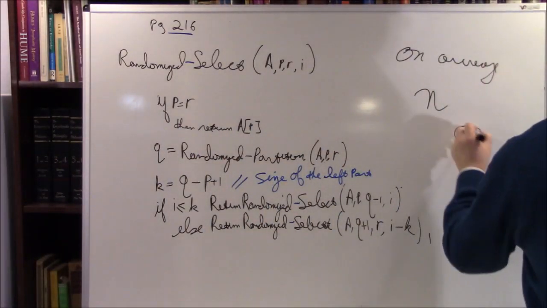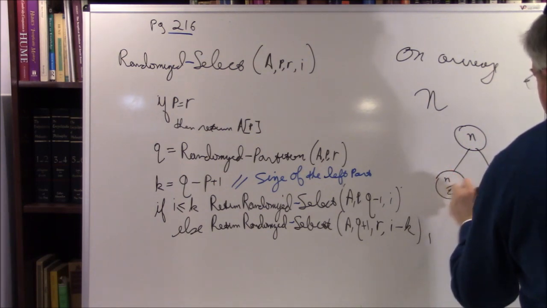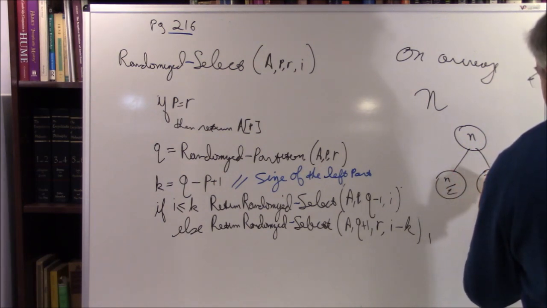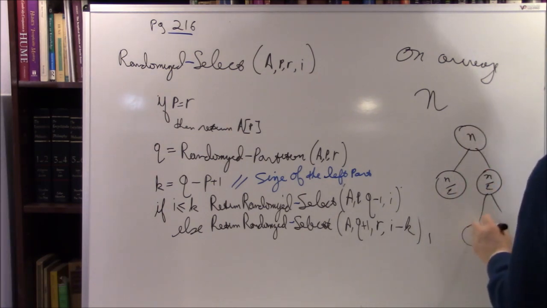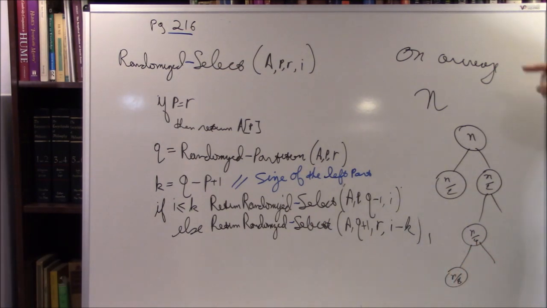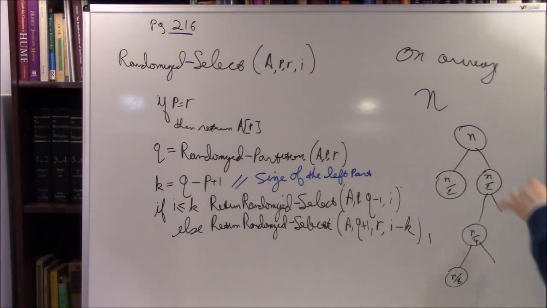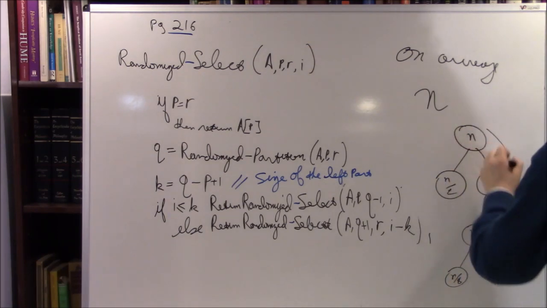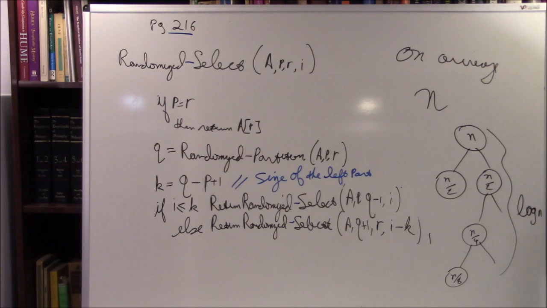You have n elements. Let's say you skip n over 2 over here, n over 2 over here. Great. And you keep on doing it. You're going to have n over 4 over here. You're going to have n over 8 over here. Okay? So how many layers are you going to go down? I'm not going through the entire thing. How many layers are you going to go down? Answer, this is going to be log n height.